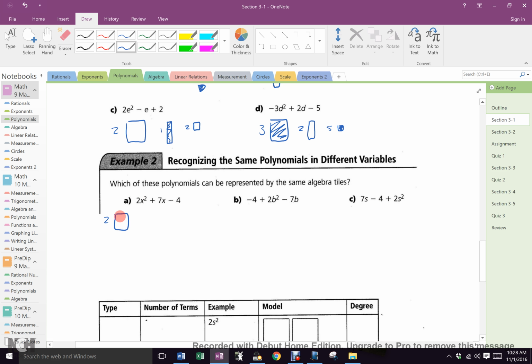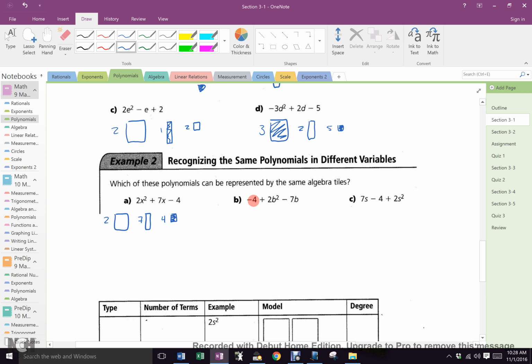2 big blocks, yes? Colored or not? Not colored. How many bars? 7. Colored or not? Not colored. How many little guys? 4. Colored or not? Colored. Got it? Now, in the polynomial, I have x, yes? In the drawing, do I have any letters? No, because the letter doesn't matter, does it?